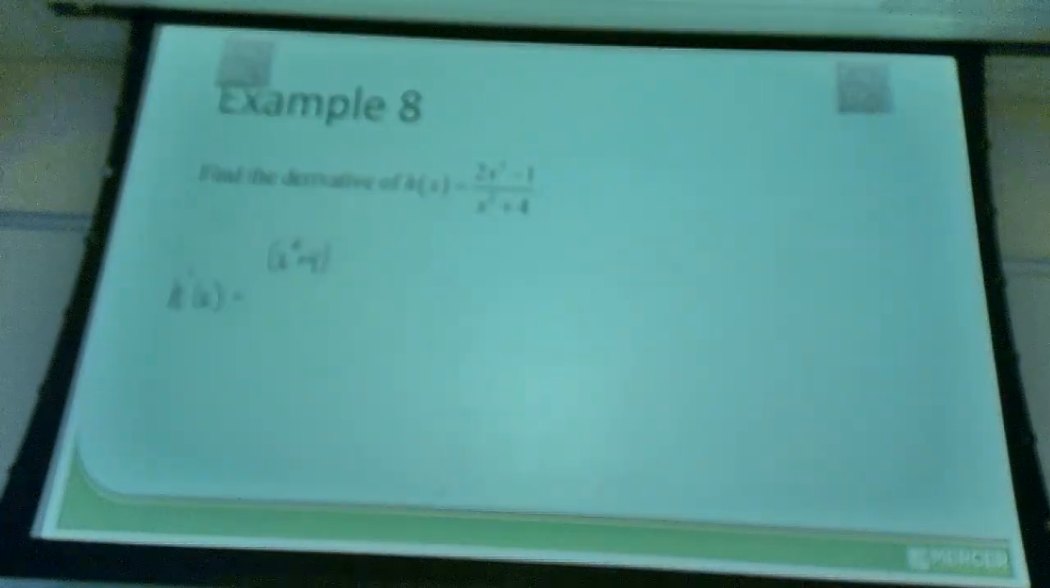g of x times the derivative of f of x minus f of x times the derivative of g of x, over g of x squared.